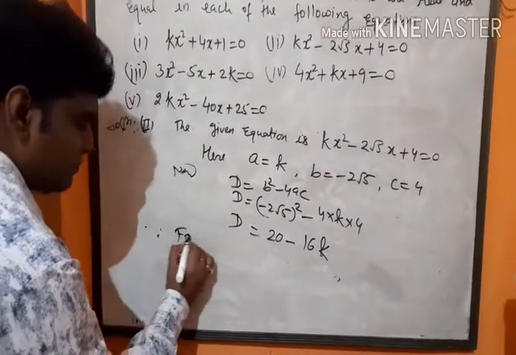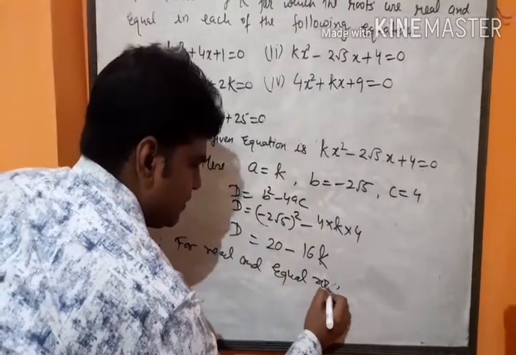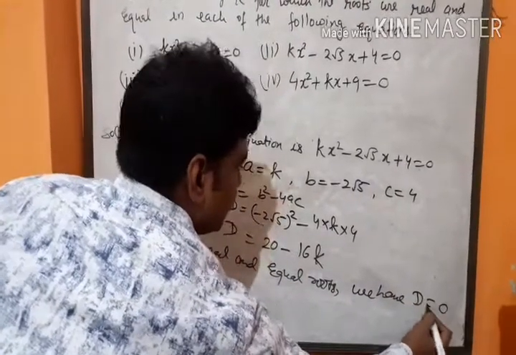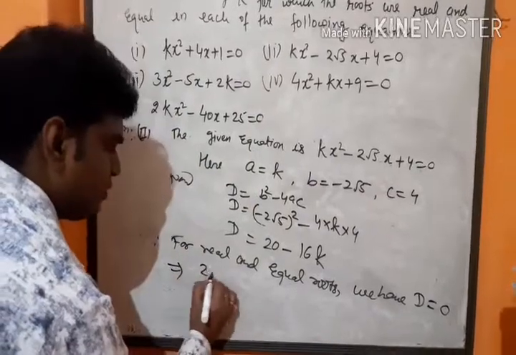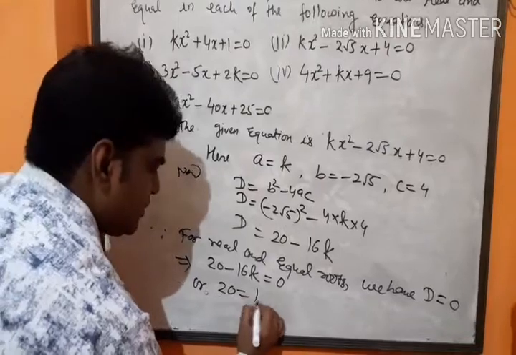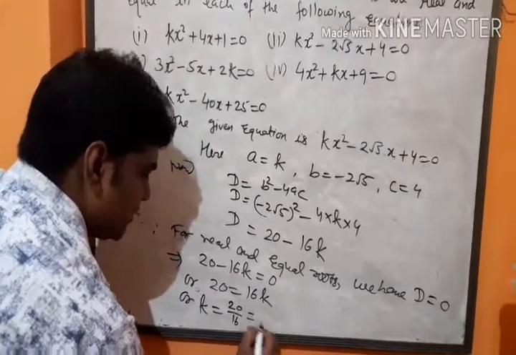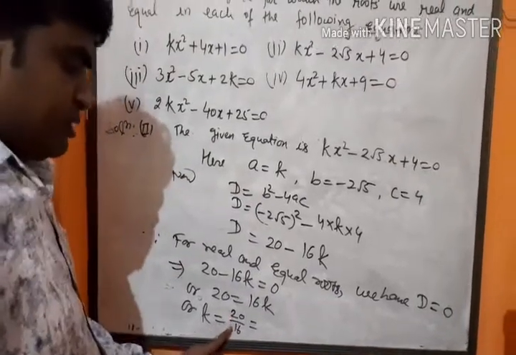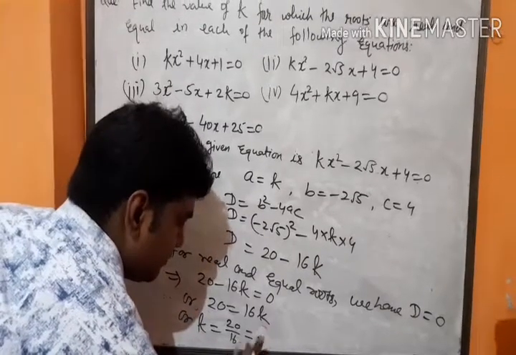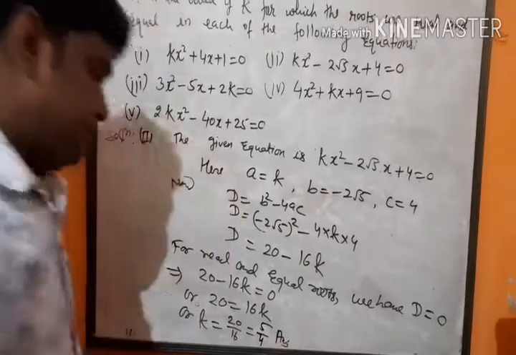Since for real and equal roots we have D equal to 0, this implies that 20 minus 16k is equal to 0, or 20 is equal to 16k, or k is equal to 20 upon 16. Further simplifying, dividing by 4 in numerator and denominator, we have 4 fives are 20, 4 fours are 16, so 5 by 4. So this is your required solution.